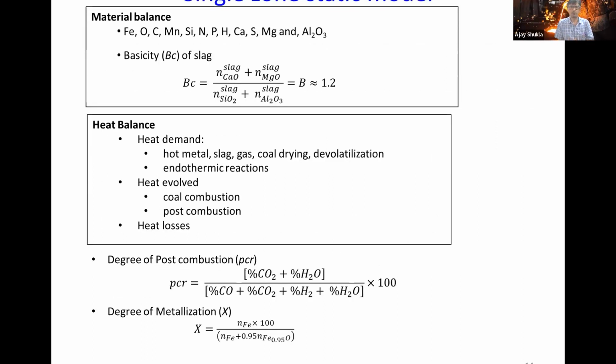Now I'm talking about the static model. In the static model, there were a lot of elemental balances and oxide balances in the slag. Basicity was calculated. Then the heat balance was performed to estimate the heat demand, heat evolved and heat losses. Then the degree of post combustion and the degree of metallization were calculated. We performed all these calculations by making a comprehensive mathematical model programmed in MATLAB, and we have validated it with the industrial data. Not only validated, but we have also seen the effect of various operating parameters, in terms of metallization or post combustion ratio, on various achievable targets.